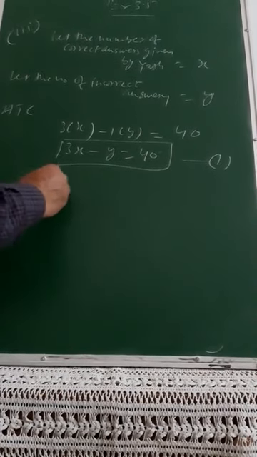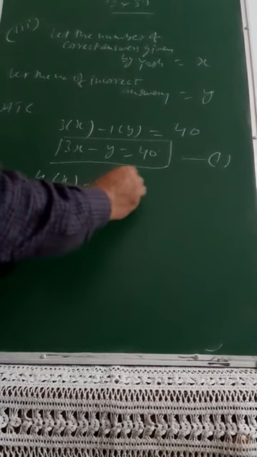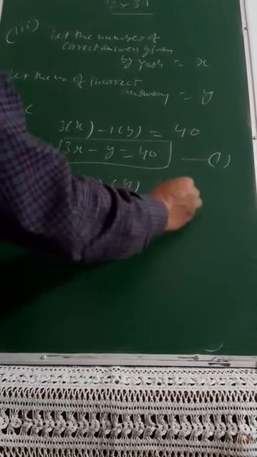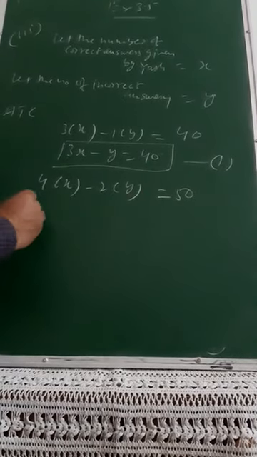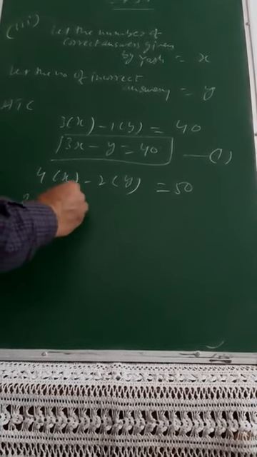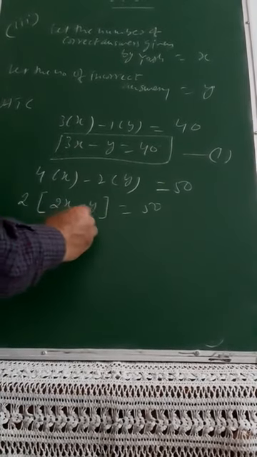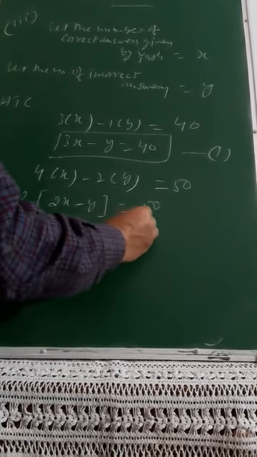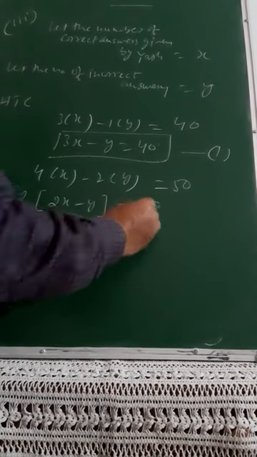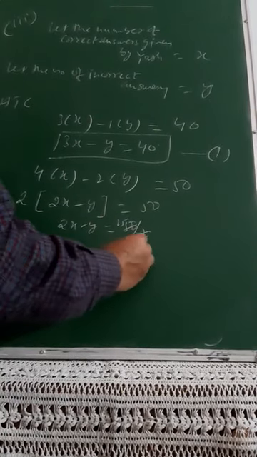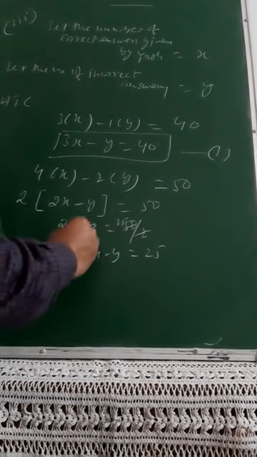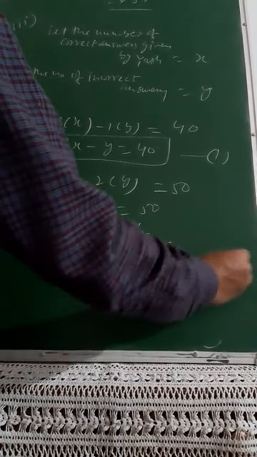So 4 into x now, and 2 marks reduced means 2 into y now, and then the score is 50 marks. Still I can take 2 common. So doing that, this will be 2x minus y is equal to 50. So 2x minus y will be equal to 50 upon 2, which makes it 25. So 2x minus y is equal to 25 will be your equation number 2.